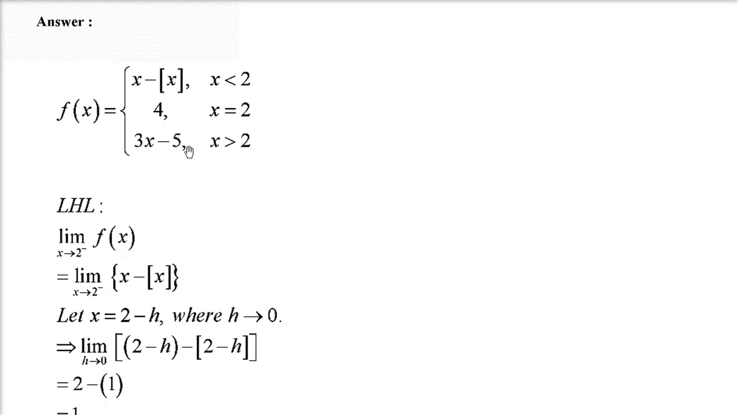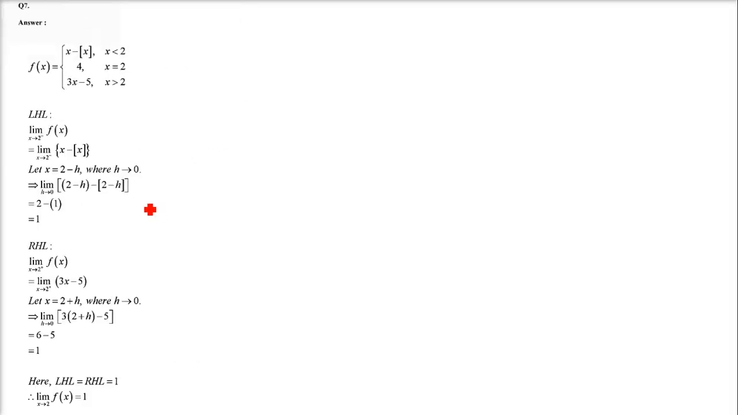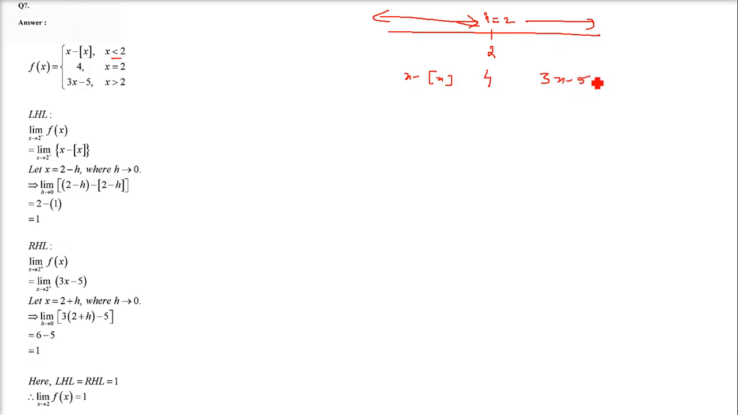So here we have to evaluate the limit. So x tends to 2. So we have to evaluate. Now if you see here, let me just make it here. We have a 2. 2 is a critical point here. On the right hand side and left hand side, we are provided proper equations. So when you have x less than 2, the function becomes x minus greatest integer function of x. And then on the right hand side, that is x greater than 2, it's going to be 3x minus 5.